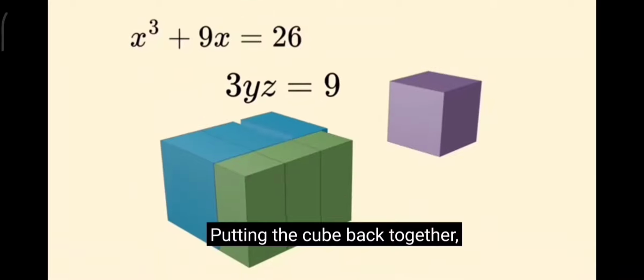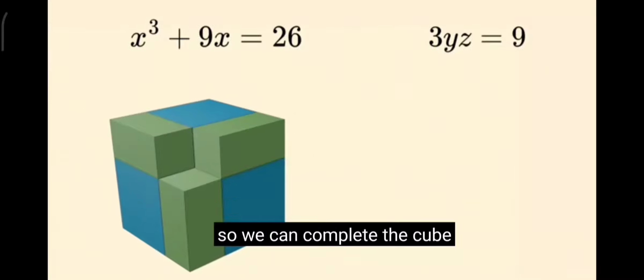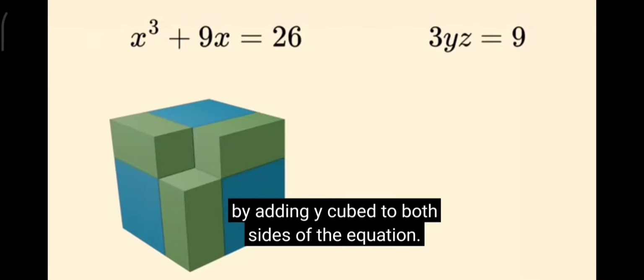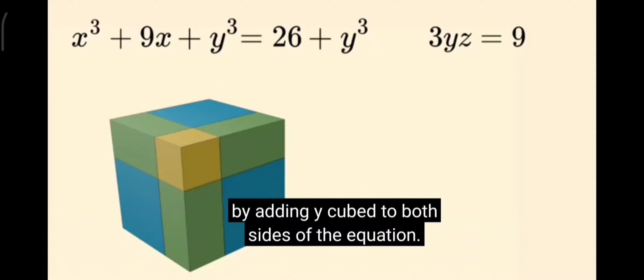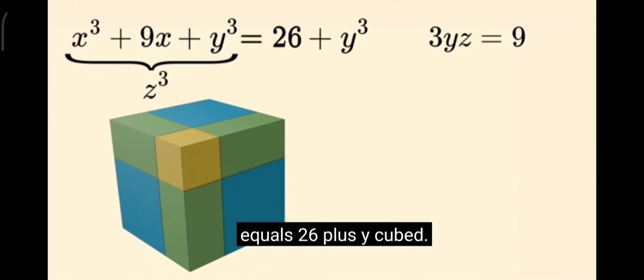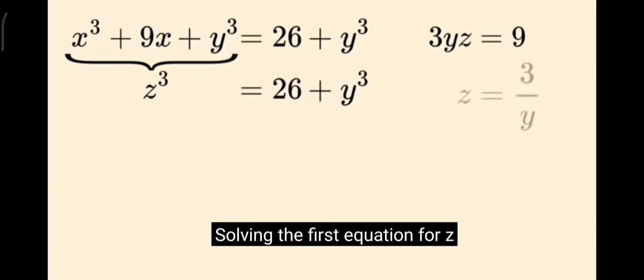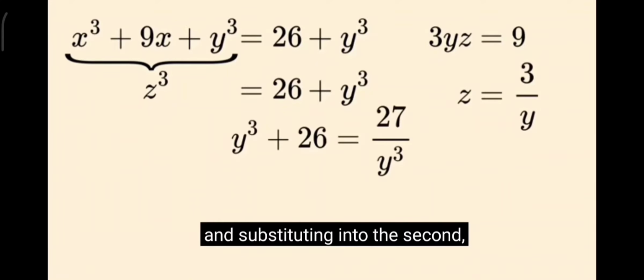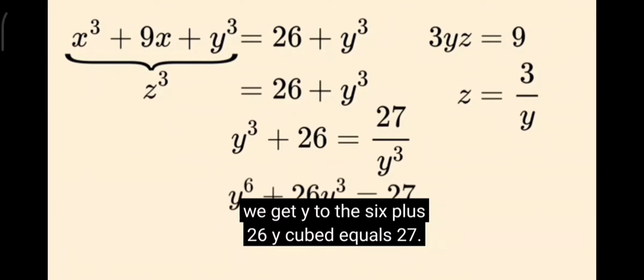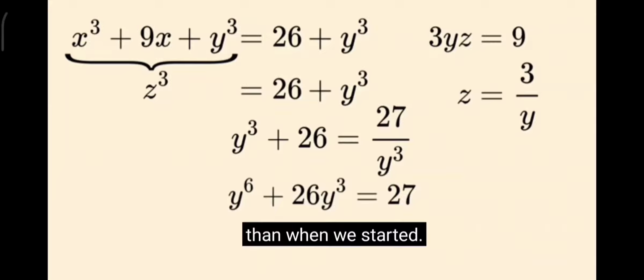Putting the cube back together, you find we're missing the one small y cubed block. So we can complete the cube by adding y cubed to both sides of the equation. Now we have z cubed, the complete larger cube, equals 26 plus y cubed. We have 2 equations and 2 unknowns. Solving the first equation for z and substituting into the second, we get y to the 6 plus 26y cubed equals 27.